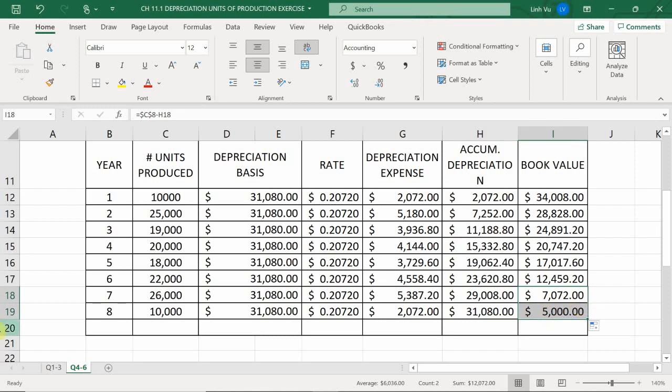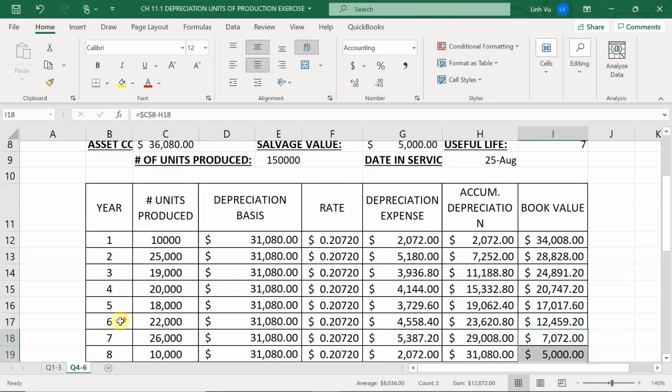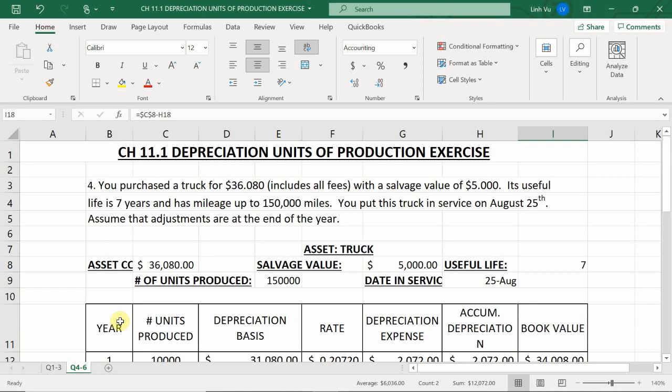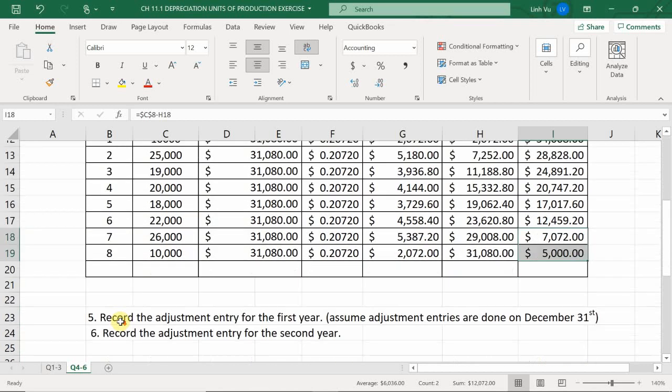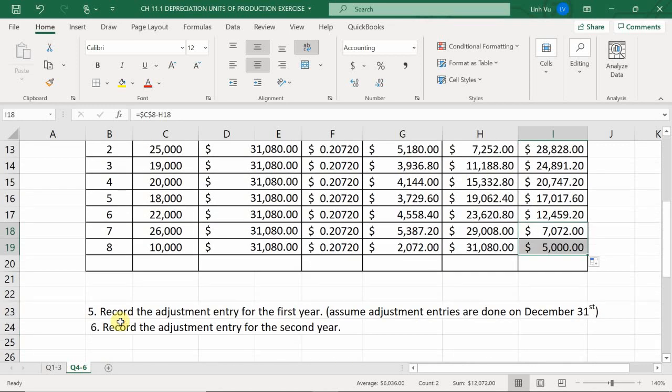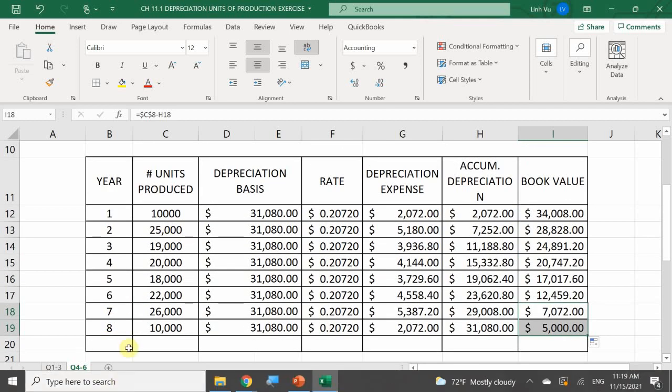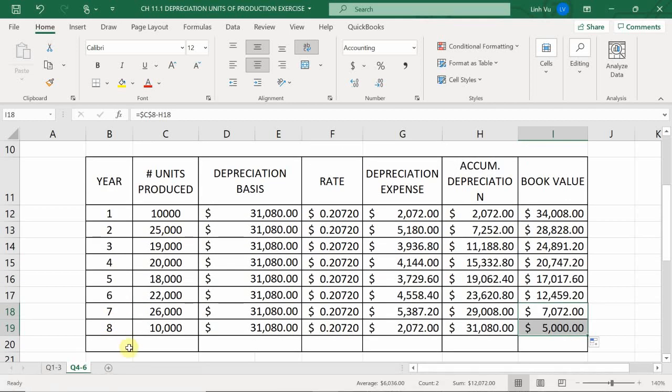Okay, so this is what you need to make a note of, that these are accounting years, not the years of the asset. Now that we have 8 years, but really it's not 8 years because of the date that you place into service, we call that partial years. So in this case, the asset has reached its age of completely 7 years, and it's reached its capacity of 150,000 miles, and the book value equals salvage value.